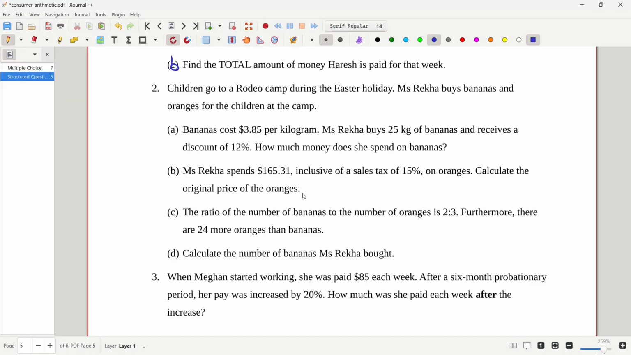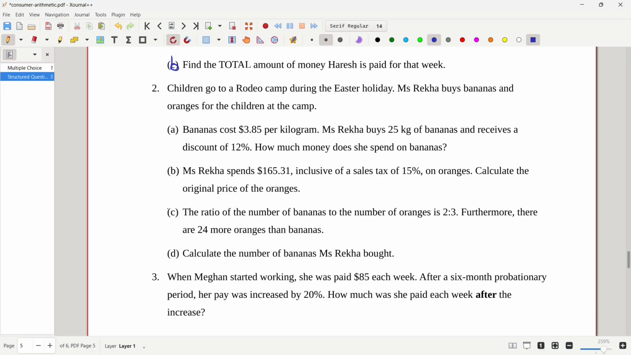Okay, children go to a rodeo camp during the Easter holiday. Miss Rika buys bananas and oranges for the children at the camp. Bananas cost $3.85 per kilogram. She buys 25 kilograms of bananas and receives a 12% discount. How much money does she spend on bananas? Then we have to figure out that if she spends $165.31 and the sales tax is 15% on oranges, calculate the original price of the oranges. Then we have to figure out the ratio of the number of bananas to the number of oranges. Furthermore, there are 24 more oranges than bananas. And then we have to calculate the number of bananas she bought.